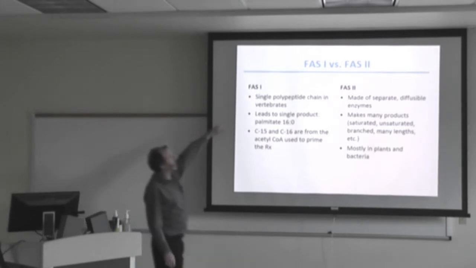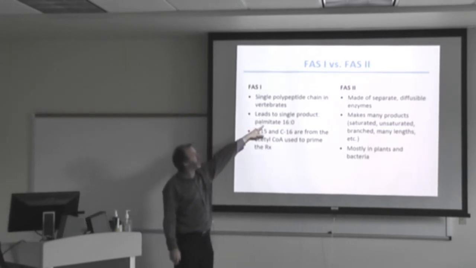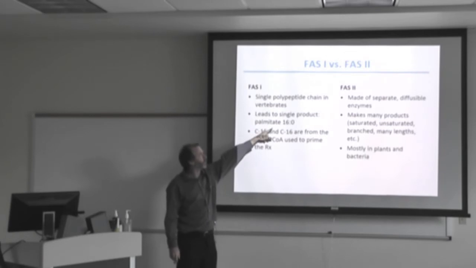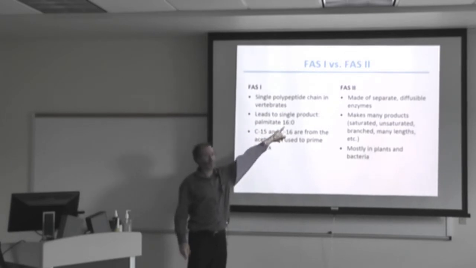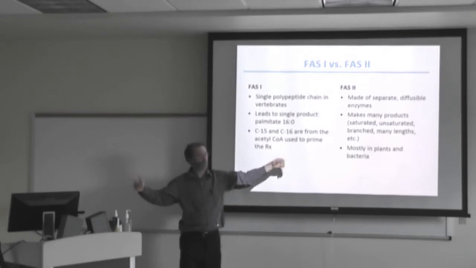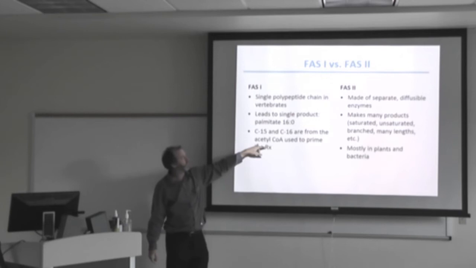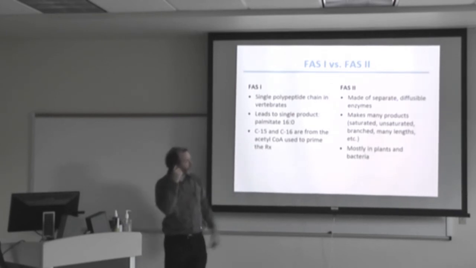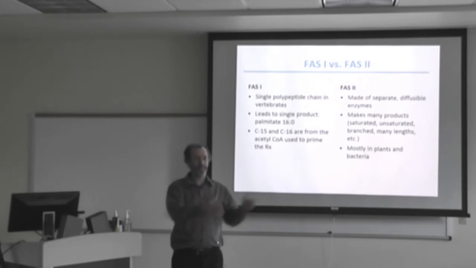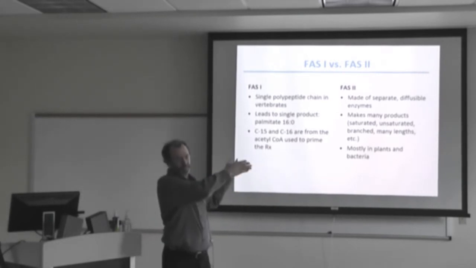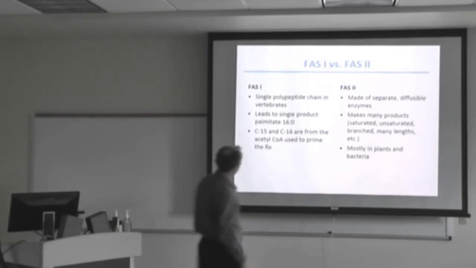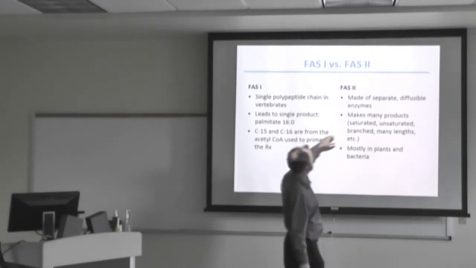So fatty acid synthase 1 versus fatty acid synthase 2. Fatty acid synthase 1 is a single polypeptide chain in vertebrates, leads to a single product, palmitate, a fatty acid that's 16 carbons long. C15 and C16 are formed from the acetyl-CoA used to prime the reaction. So those first two, at the end, wind up being from the initial acetyl-CoA.